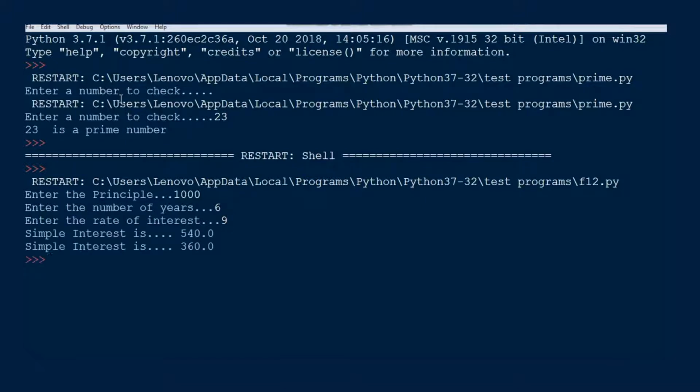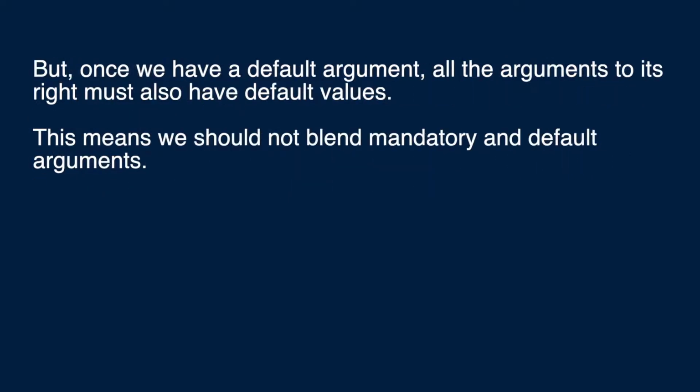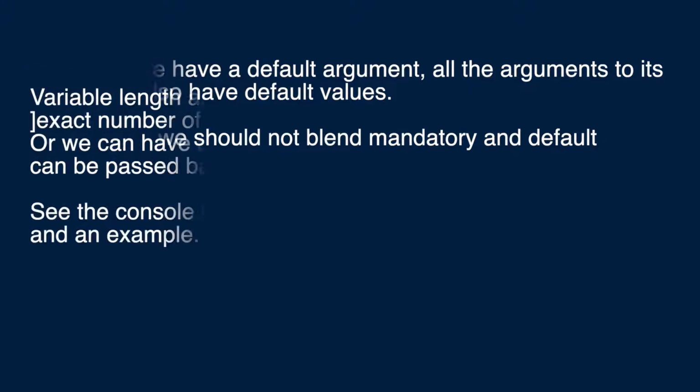While using the default arguments, do remember that if there are some mandatory arguments for the function, they should appear first. Following the mandatory arguments, we can have any number of default arguments in the function definition. But once we have a default argument, all the arguments to its right must also have default values. This means we should not blend mandatory and default arguments.